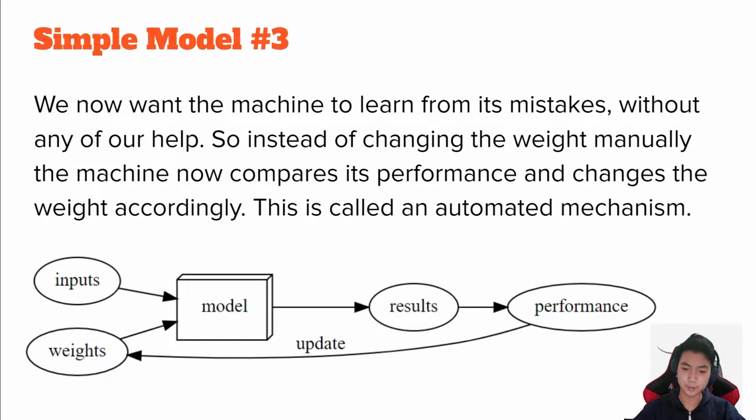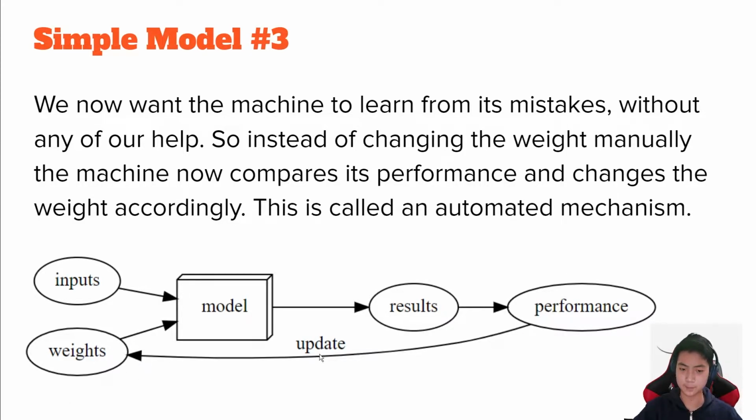But there's a problem with this. It is that the weight, we have to adjust it manually on our own instead of having something to do it for us. So now we actually have an improved version of our model, and you can see that there is a new thing that is performance, and it updates our weight. This is called an automated mechanism, which is basically looking at our results and seeing what we get from them. And that is our performance. And then we update the weight according to the performance.